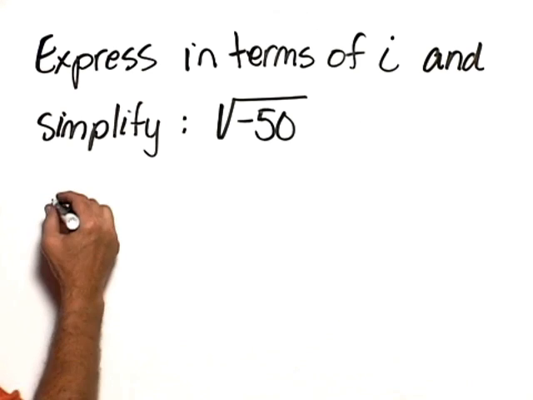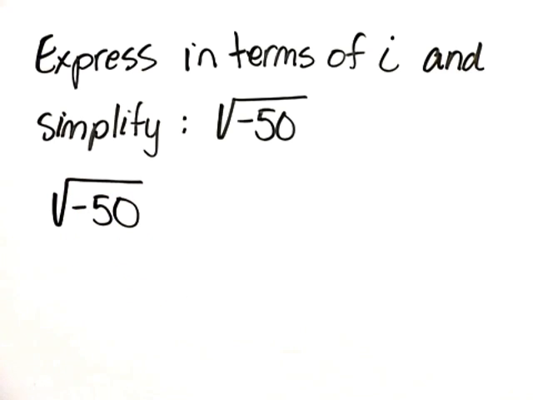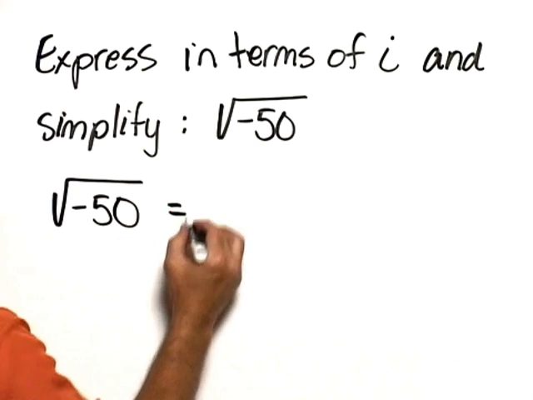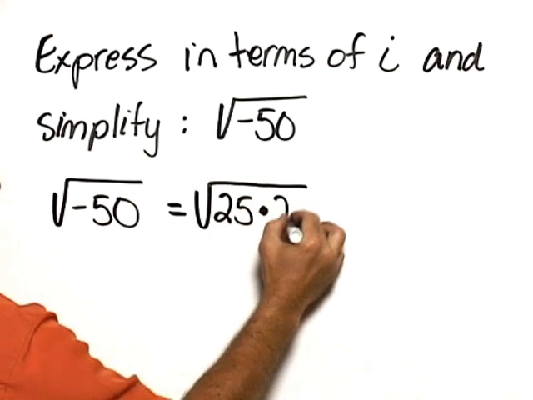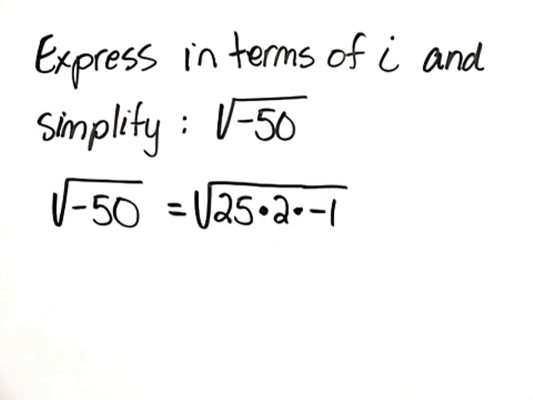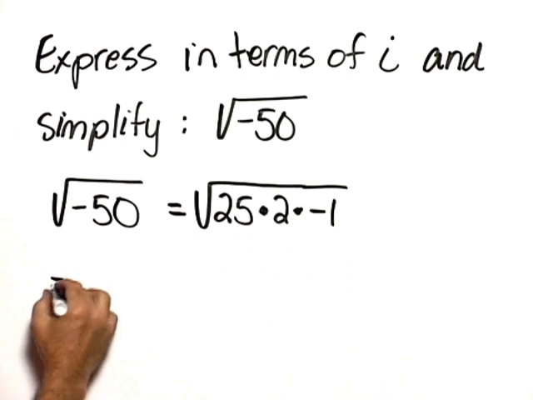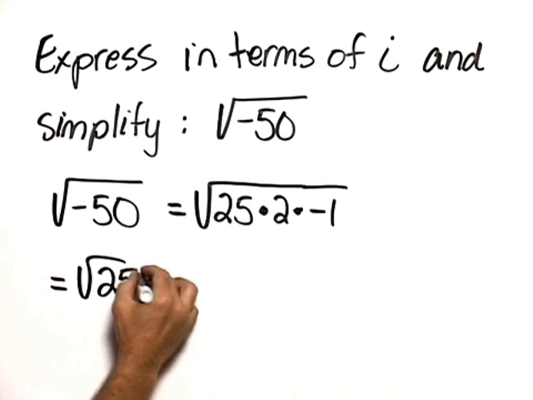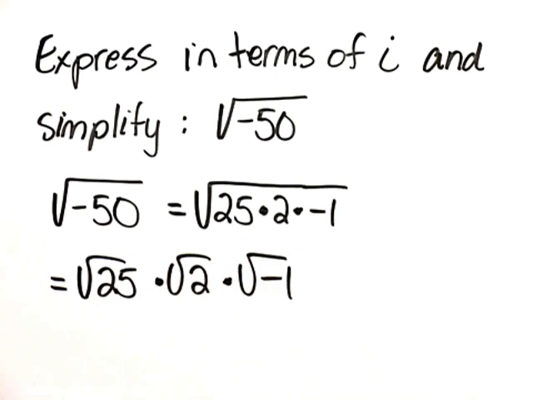So we'll begin this by rewriting 50 as 25 times 2, as well as isolating the negative as negative 1. So this would be the square root of 25 times 2 times negative 1. Then what we will do is rewrite each of these radicals, that is, square root of 25 times square root of 2 times square root of negative 1.